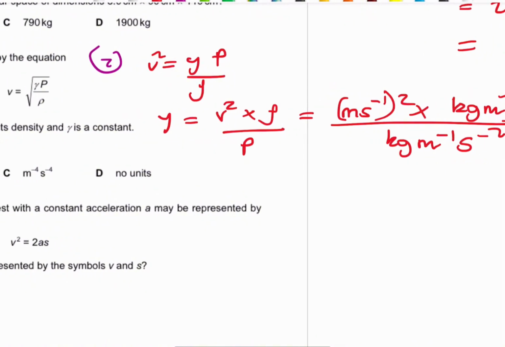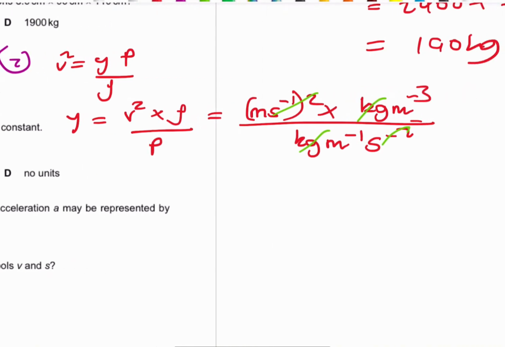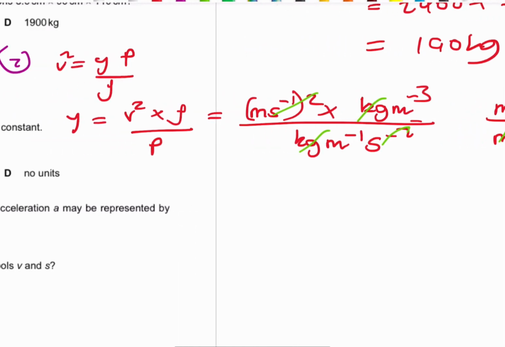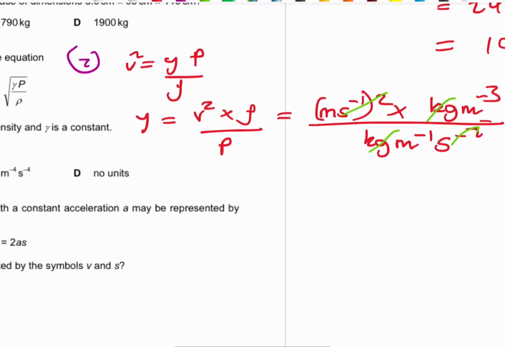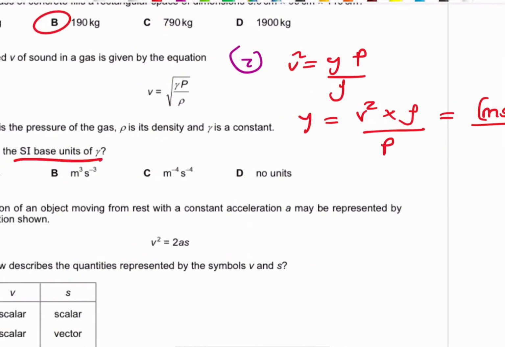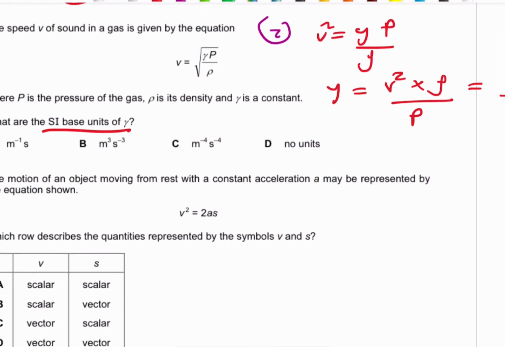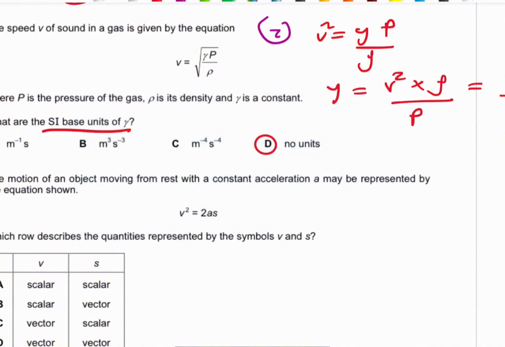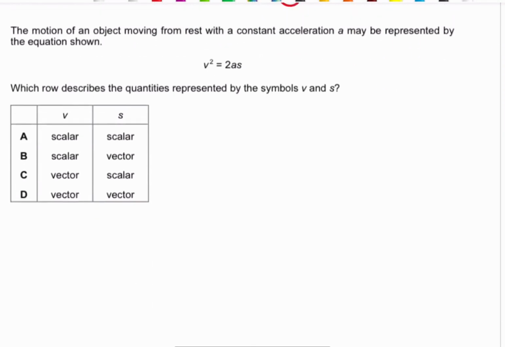Okay, so if we cancel this out, s to the power of negative 2 cancels with s to the power of negative 2. That's m squared, m to the power of negative 3, divided by m to the power of negative 1. Those cancel out, and that's going to be equal to 1. Okay, so since it's equivalent to 1, it means there are no units, right? So since there are no units, our answer is D. It means the equation is homogeneous. The left hand side is equal to the right hand side without including the units of that constant. Okay, very important.